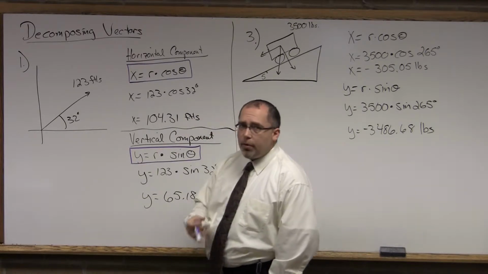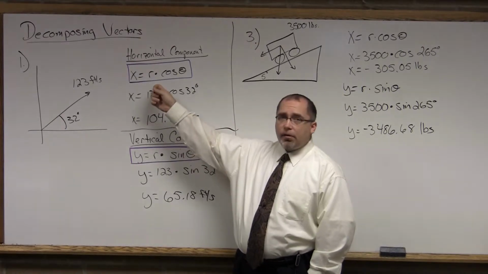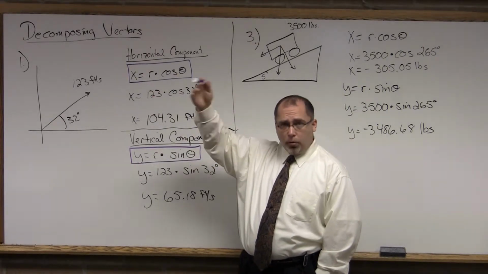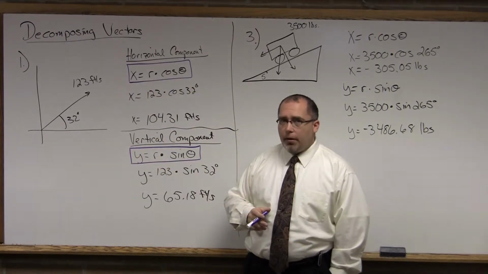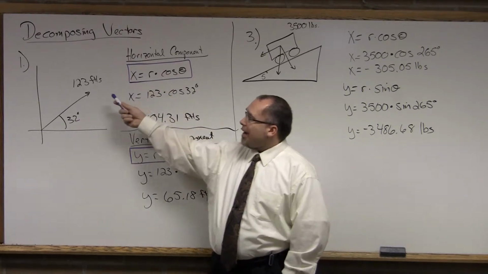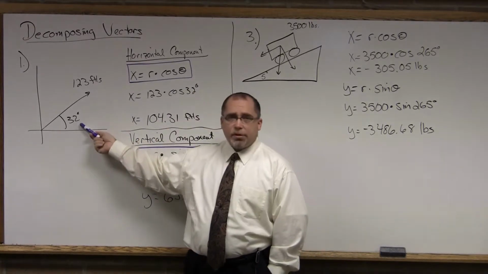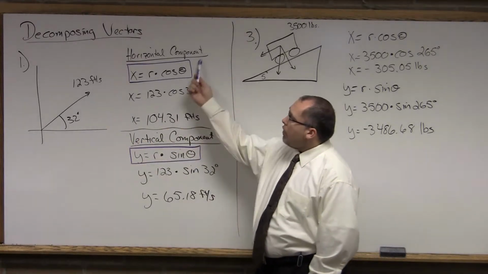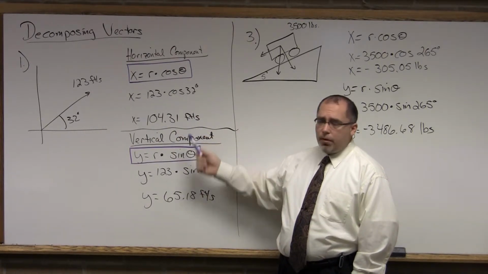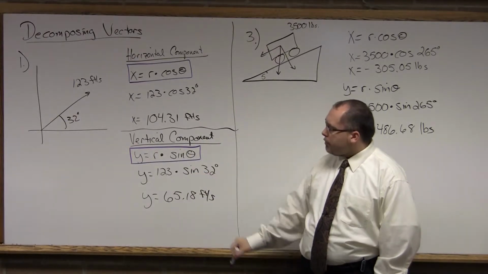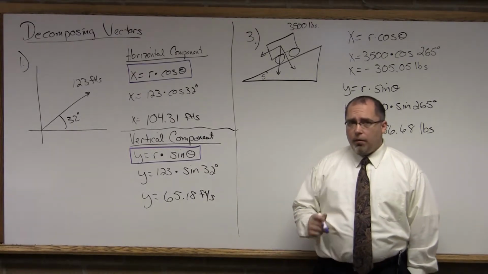Now, when we decompose it, we're simply breaking it down into its x and y components. And remember, if you think back to converting between polar and rectangular coordinates, x is r times the cosine of theta, y is r times the sine of theta. Very simply put, r being the magnitude of our vector, in this case 123 feet per second, and theta being the angle, which in this case is 32 degrees. So to get the horizontal component, you just take 123 times the cosine of 32 degrees, you get 104.31 feet per second. The vertical component is 123 times the sine of 32 degrees, which gives us 65.18 feet per second.